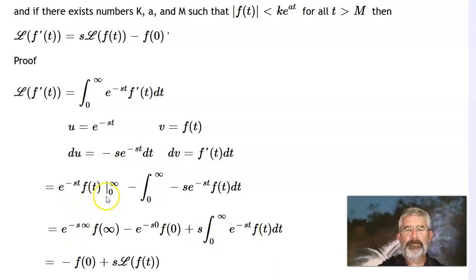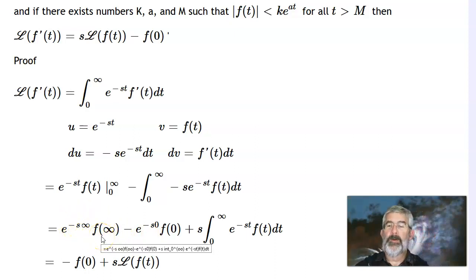Now this stuff, I'm going to plug in the infinity and I'm going to plug in the 0. So there's the infinity plugged in, there's the 0 plugged in. Now what the heck does this mean? Remember, what we're doing is we're taking a limit of plugging a big number in and letting that big number go to infinity.